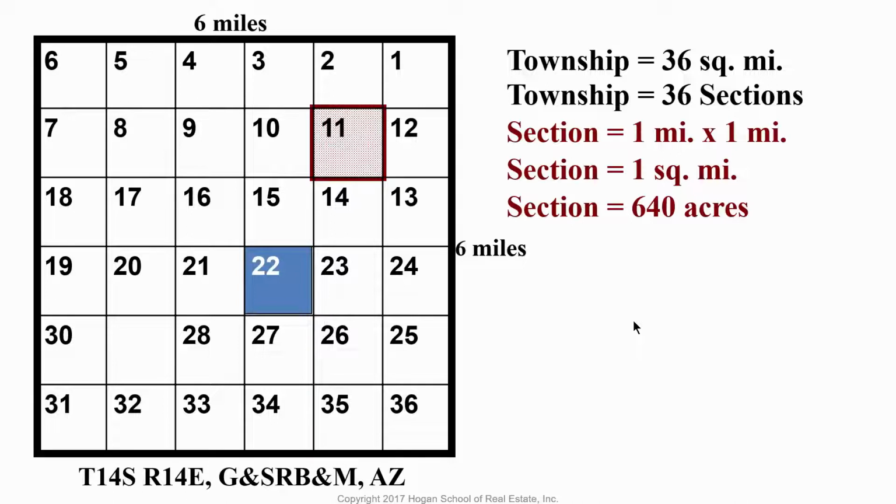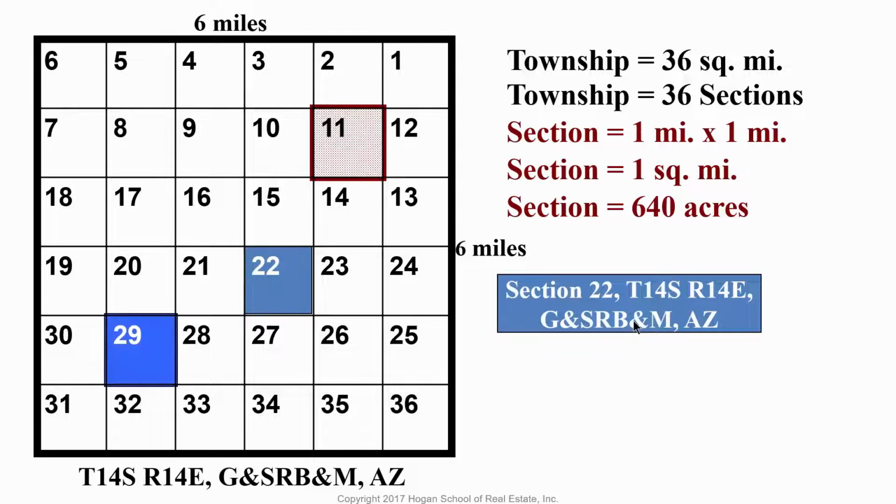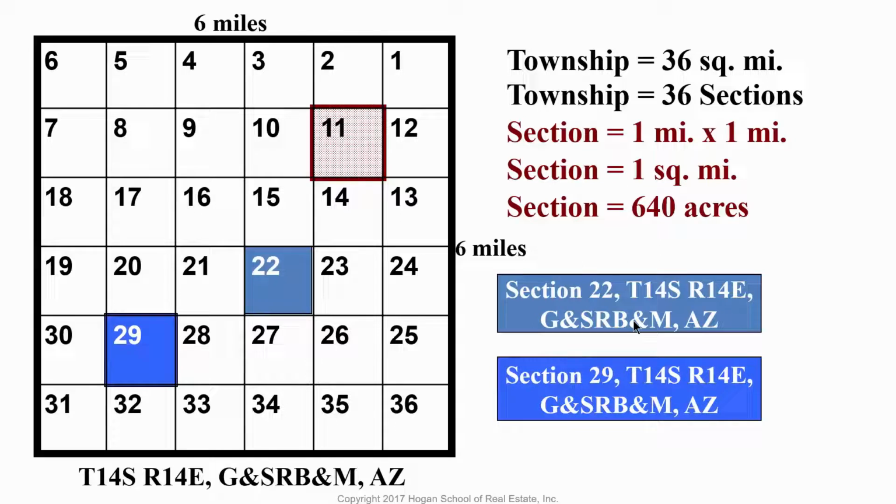Now, if we wanted to describe that particular parcel that just popped up in blue, how would you describe it? That's right, it's Section 22, Township 14 South, Range 14 East of the GNSR B&M. How about this parcel? You've got it. That's Section 29, Township 14 South, Range 14 East, etc. There's no other Section 29 in that township, so that parcel has been uniquely described.